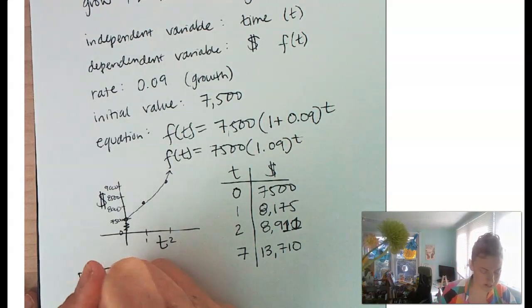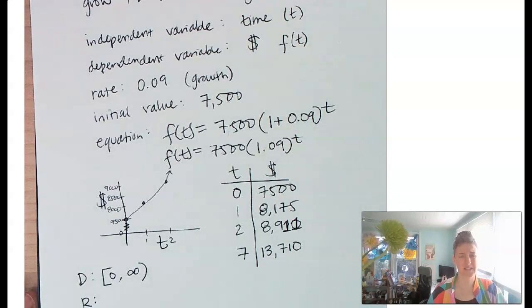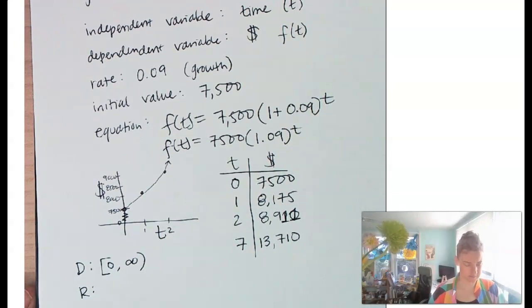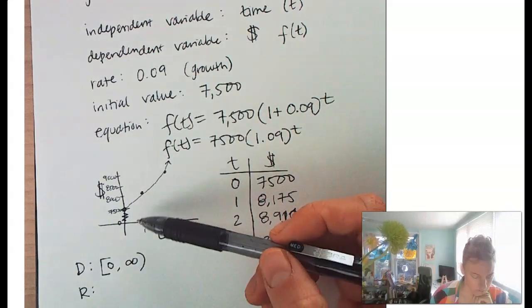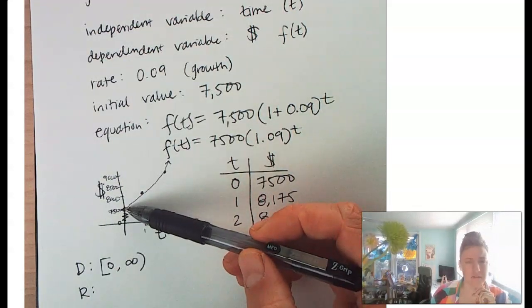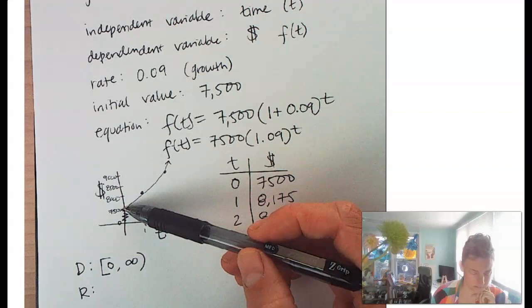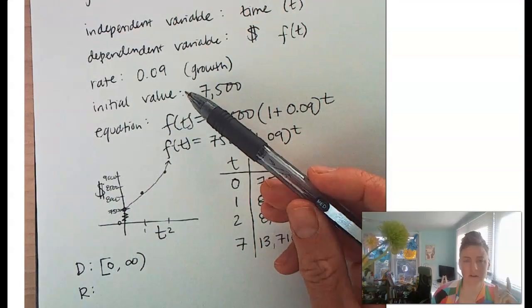Now how about the range? Those are the possible y values of this real-life function. What's our lowest y value? We start here, and then theoretically it's going to go up forever for our infinite monies.